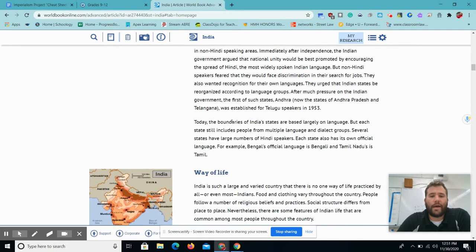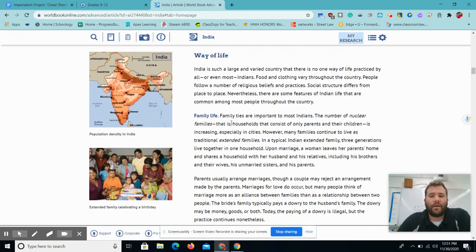Scroll down. Ways of life. Right? You could talk about family ties. The number of nuclear families, that is households that consist of only parents and children, is increasing, especially in cities, where many families continue to live in traditional extended families. A typical Indian extended family has 3 generations living together in one household. Right? So that would be like kids, parents, and grandparents all living in the same one.